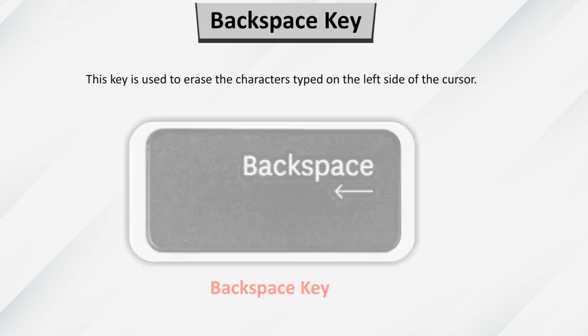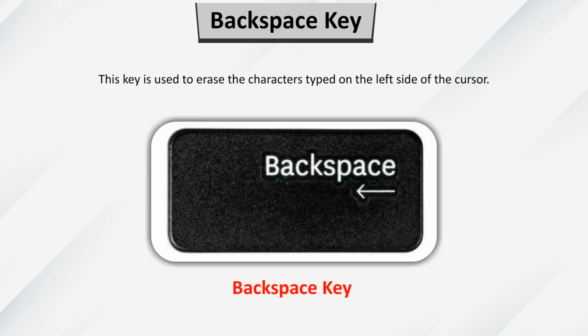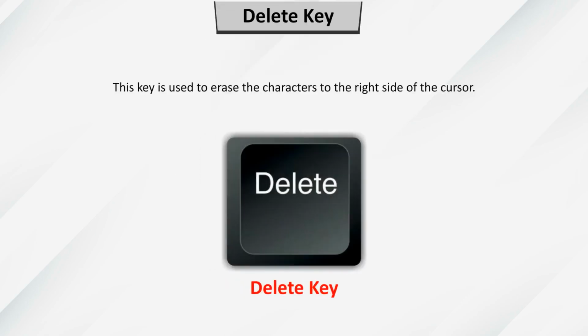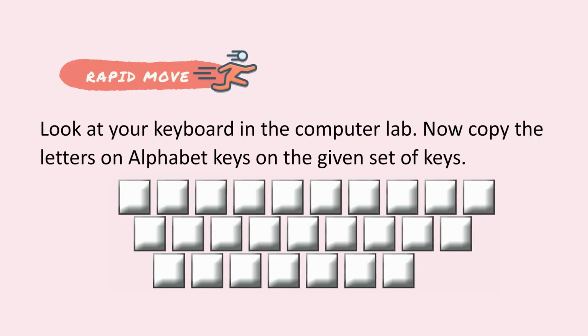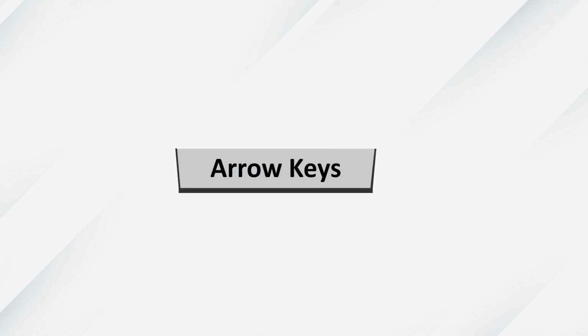Backspace key. This key is used to erase the characters typed on the left side of the cursor. Delete key. This key is used to erase the characters to the right side of the cursor. Rapid move. Look at your keyboard in the computer lab. Now, copy the letters on alphabet keys on the given set of keys.